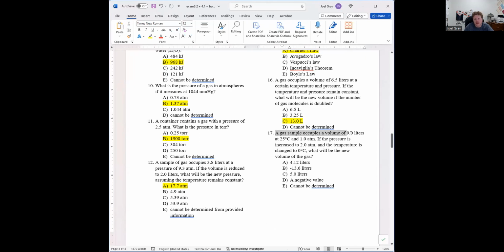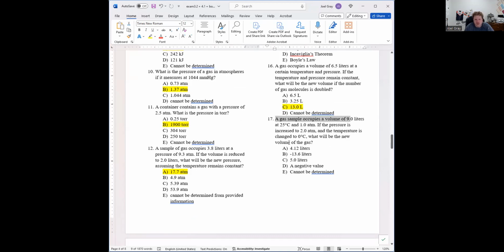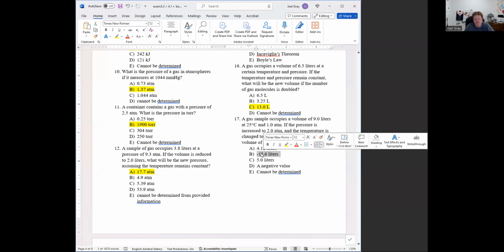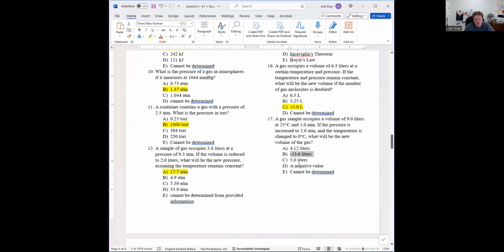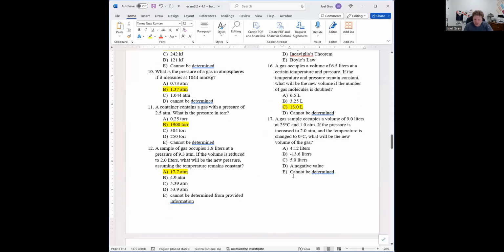A gas sample occupies 9 liters at 25 degrees Celsius, 1 atmosphere. If the pressure is increased to 2 atmospheres and the temperature is changed to 0 degrees Celsius, what will the volume of the gas be? Okay, so we've got a couple of answers: 4.12, negative 13.6, a negative value, E cannot be determined. B is out. You can't have a negative volume. D is therefore out for the same reason. And E, also not a very good answer, because can this be determined?